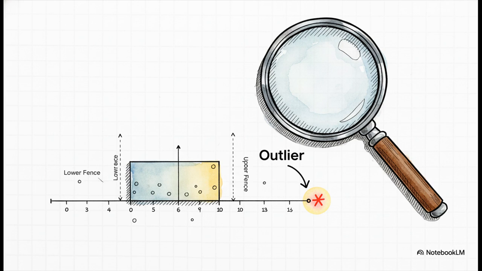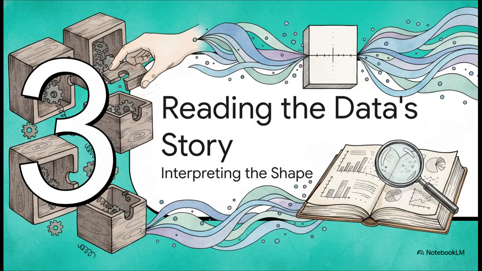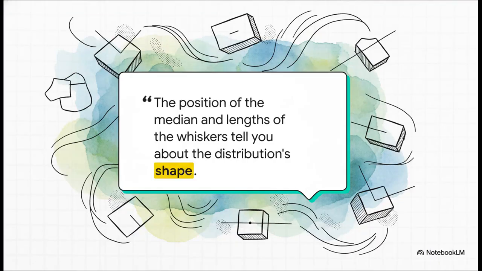the main story. Okay, we've built a box plot, the clues are all assembled, so now it's time for the big reveal. What is this picture actually telling us? This is where we learn to read the shape and uncover the data's story. The real beauty of a box plot is that its shape tells you, at a glance, about the distribution of your data. Where's that median line sitting inside the box? Are the whiskers about the same length or is one way longer than the other? These visual cues tell you everything you need to know.